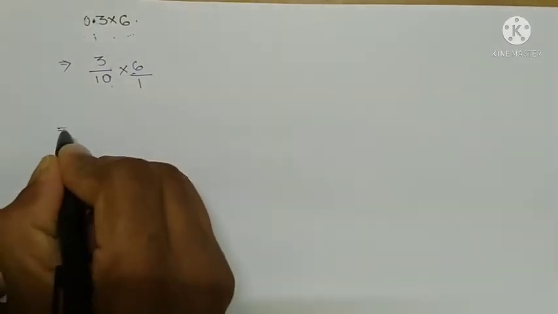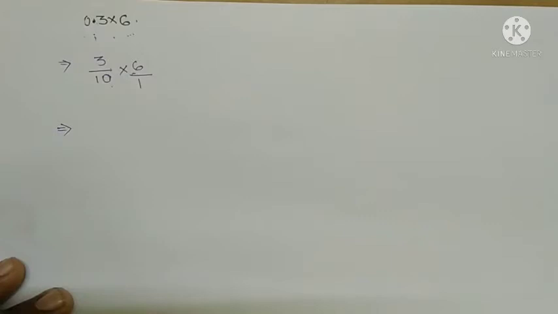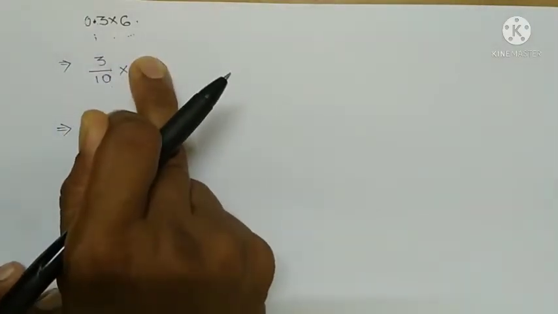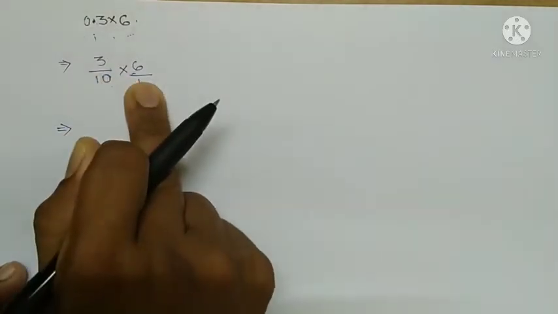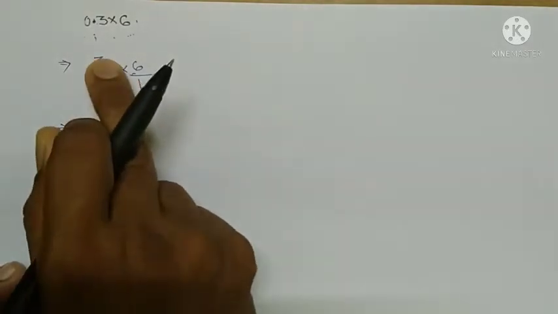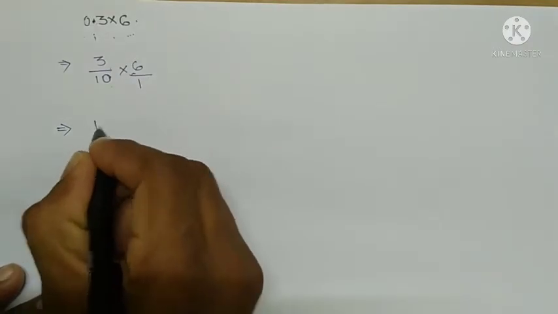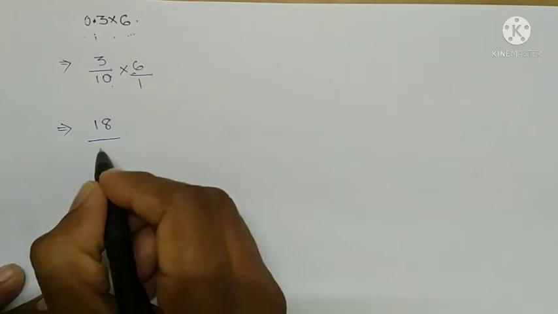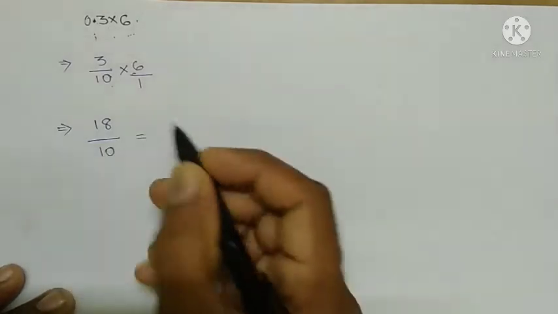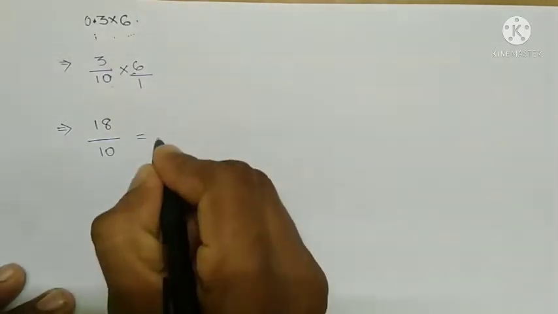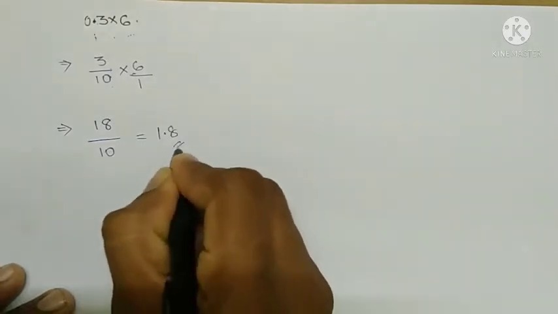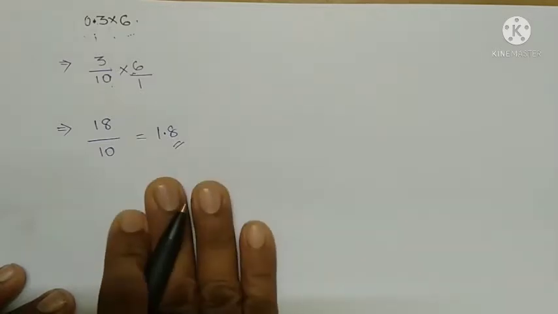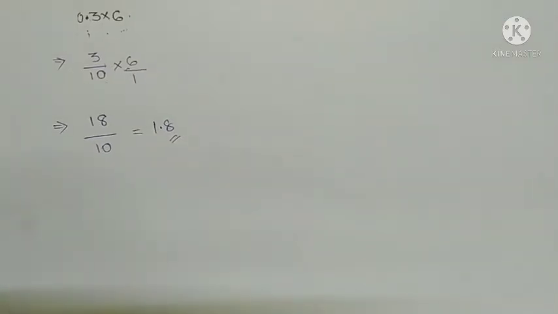So we know that in the fractions multiplication, we have to multiply numerators with numerator and denominators with denominator, right? So here 6 3s are 18 by 10 1s are 10. So that is equals to 18 by 10 means 1.8 is your final answer. Clear? Right. So next question.